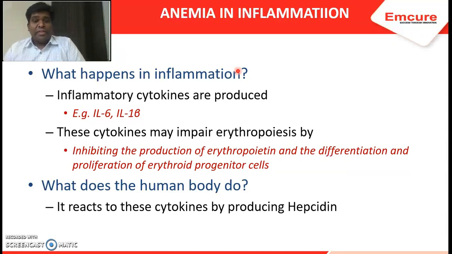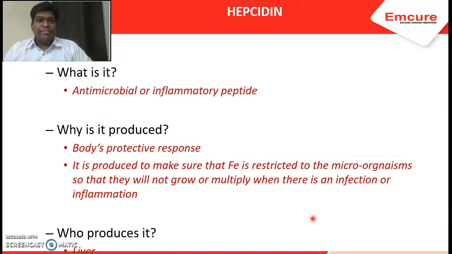Now the question is, how is the human body going to react to this particular situation? The human body produces a peptide hormone by the name hepcidin, which is going to combat this inflammation. So what exactly is this hepcidin? Hepcidin is an inflammatory peptide, or a peptide hormone. It also has antimicrobial properties. So why is it being produced? Our own body produces hepcidin as a protective response.